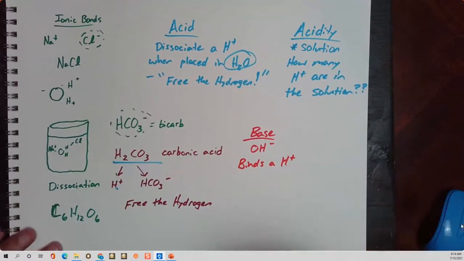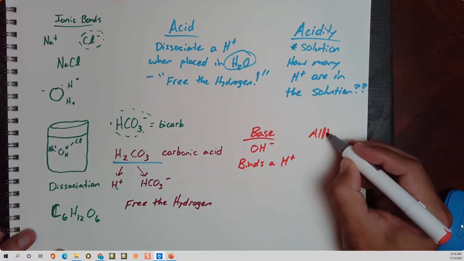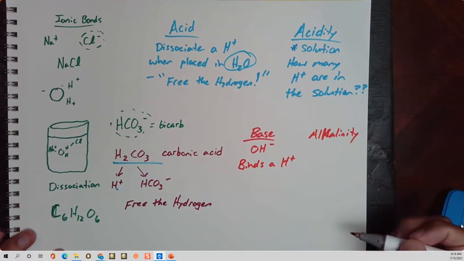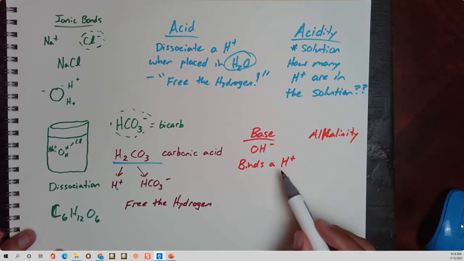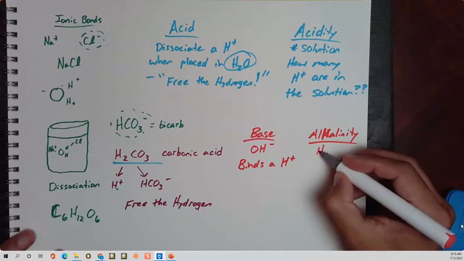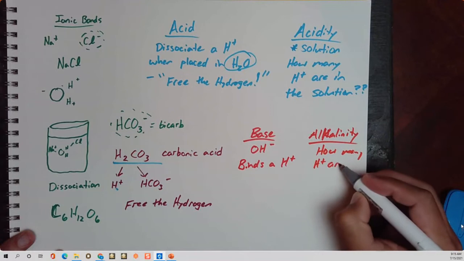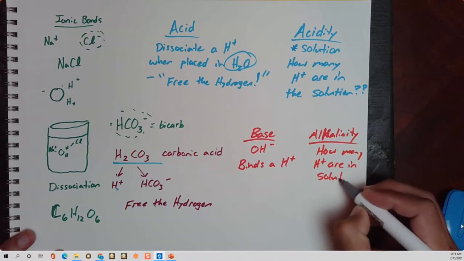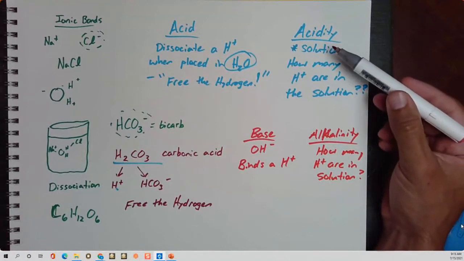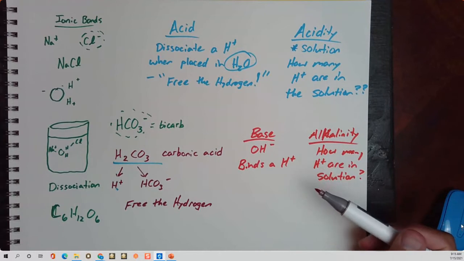And so now when we're talking about the solution itself, that's when we're referring to alkalinity. An alkaline solution is one where there are very few hydrogens. This is still referring to how many hydrogens are in solution. It's not changing anything. Acidity is just telling us there's lots of hydrogens. Alkalinity is telling us that there are very few. Yes, no, maybe so?